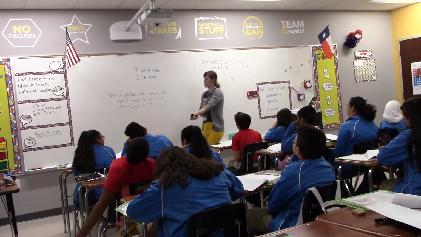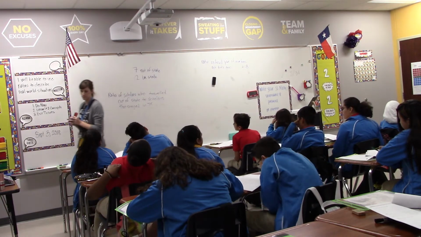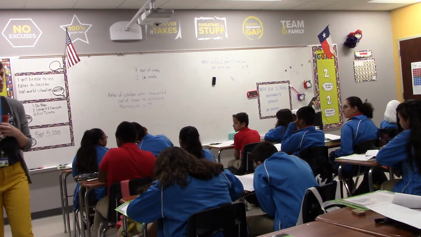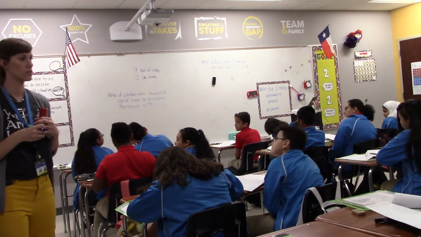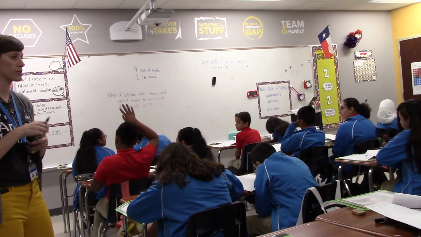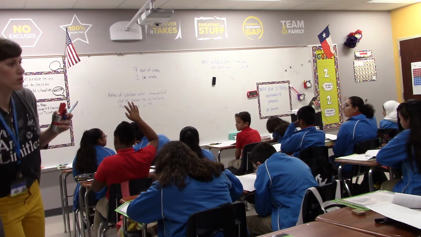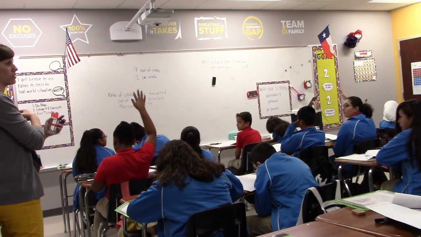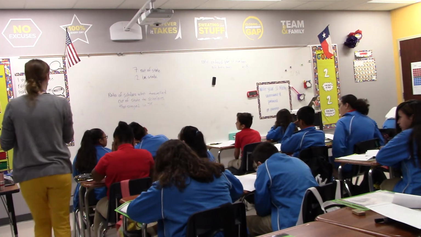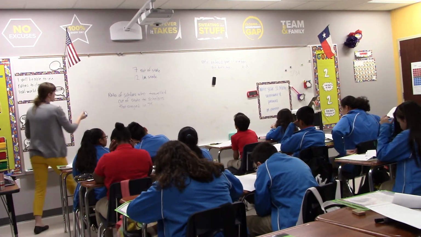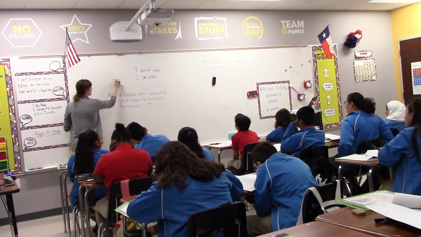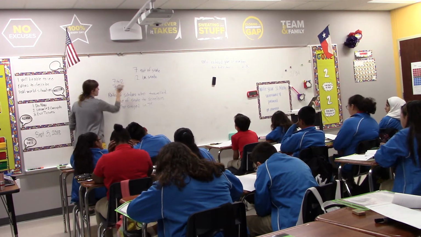Tristan, what's your ratio? What did you write? 7 and 12. Okay, and how do you read that as a ratio? Do you say 7 and 12? How do you say that, Jocelyn? 7 to 12. Your ratio is 7 to 12. You can also write the word.